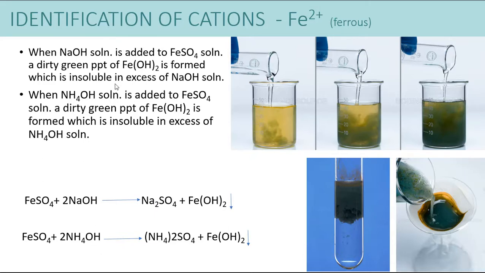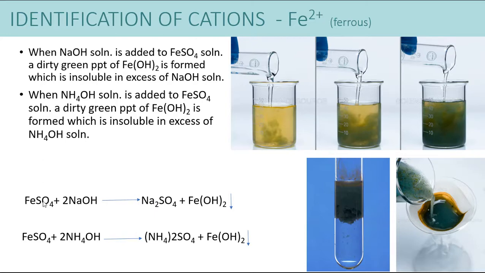The same test can be conducted with ammonium hydroxide solution. When ammonium hydroxide solution is added to ferrous sulfate solution, a dirty green precipitate of ferrous hydroxide is formed, which is insoluble in excess of ammonium hydroxide solution. So this is the experiment which shows that when ammonium hydroxide is added to ferrous sulfate solution, a dirty green precipitate is formed, which is insoluble in excess.